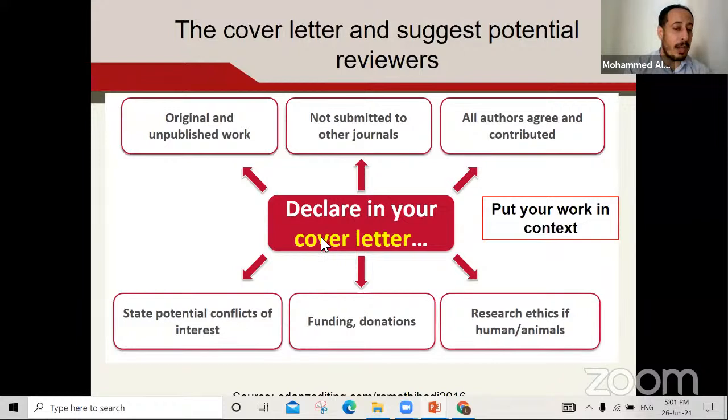Most journals will ask you to write a cover letter. In this cover letter, you have to state that this work is original, it has not been submitted to other journals, and all authors agree to contribute. But most important, you have to write the significance of your research, of this manuscript, to convince the editor. Because as an editor, what I read first when a manuscript comes to me is the title, abstract, and then the cover letter. If I am not convinced based on the title, abstract, and cover letter, I just reject straight away.